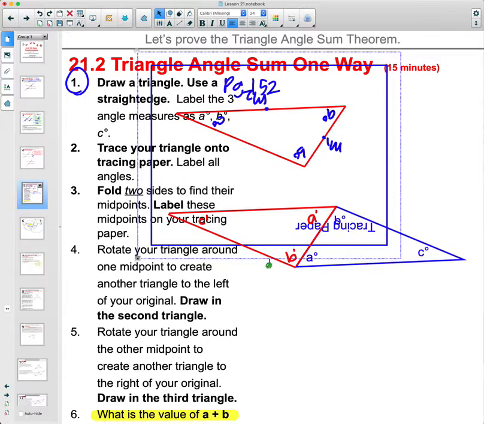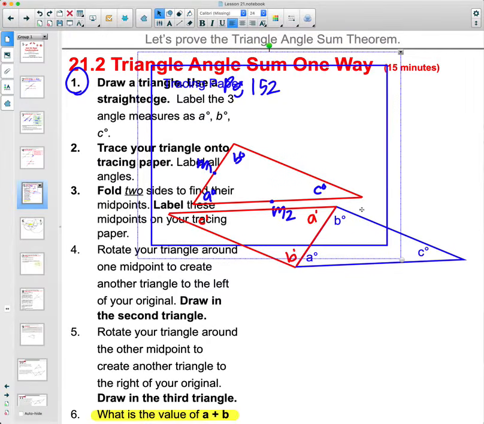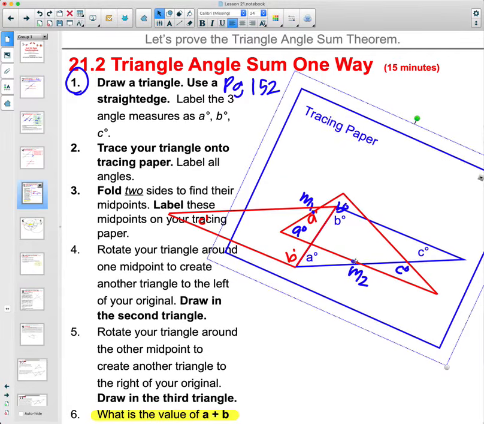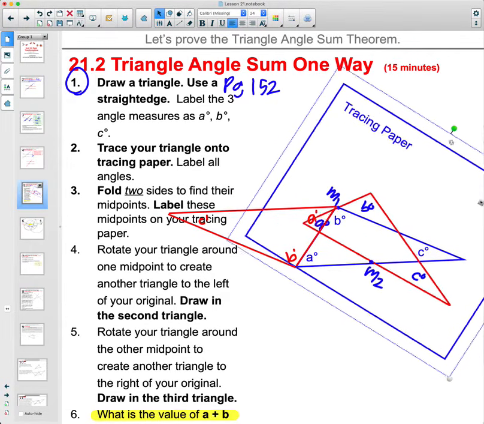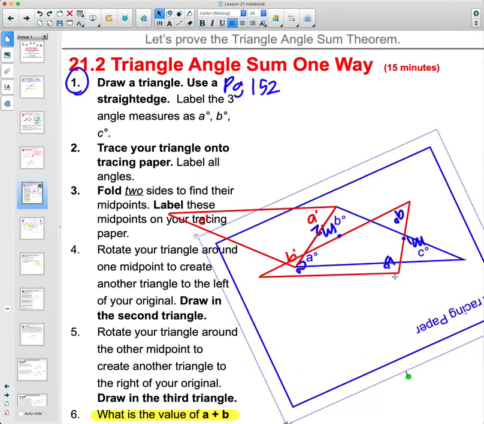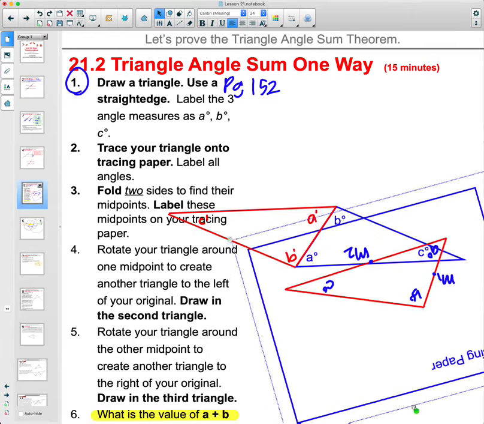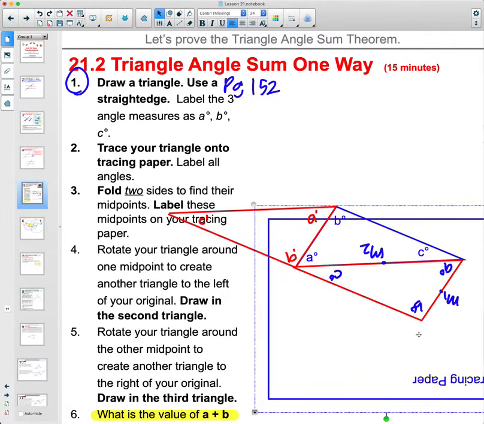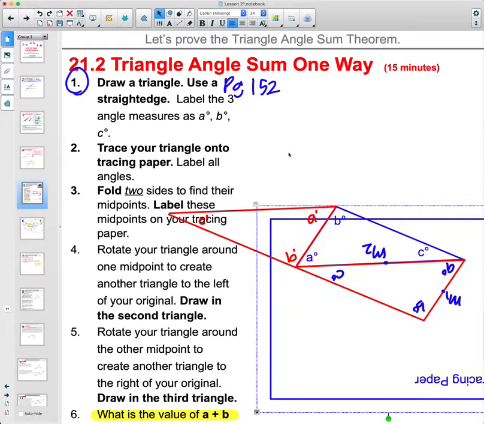So now we're going to do it again. Take your tracing paper onto your original figure in your book. Now rotate it around your other midpoint. Stick your pencil into the other midpoint and rotate your triangle until it lines up next to your original, creating a new triangle right there.